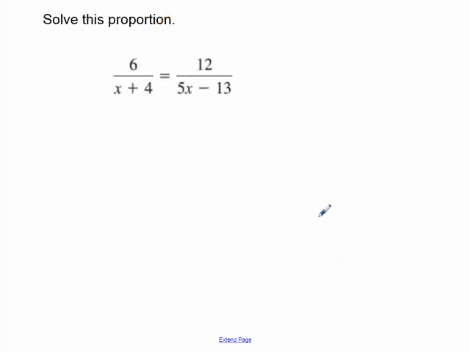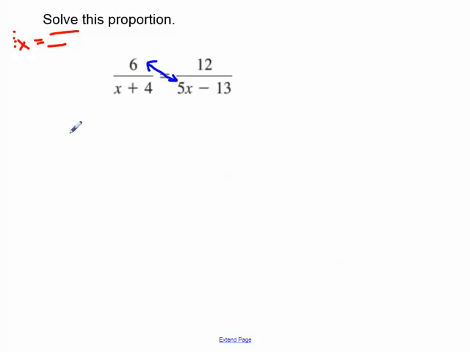Solve this proportion. Solve means tell me what, in this case, x is equal to. All right, so I've got a fraction equal to a fraction. What I can do is find my lowest common multiple and multiply through, but that's too much work. I'm going to recommend cross-multiplying. Cross-multiplying means multiply these two together.